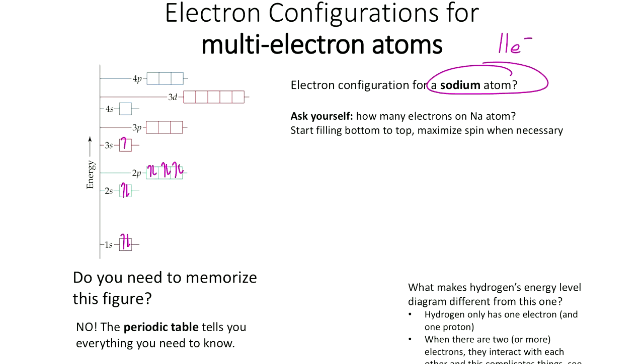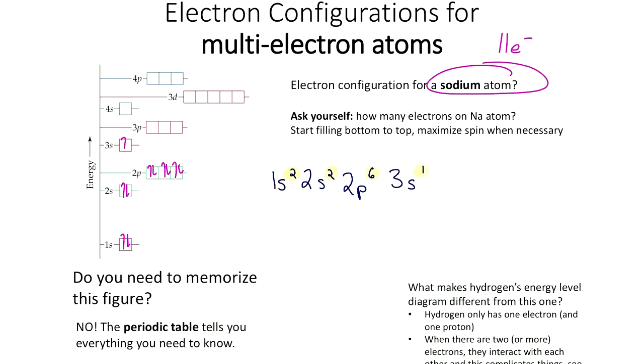So telling the reader exactly where those electrons are, it would be 1s2. There are 2 electrons in the 1s subshell. There are 2 electrons in the 2s subshell. How many electrons are in the 2p? 6. And then 3s has 1. There we go. And if you add up the superscripts here, you'll see they should add up to 11. Those are the 11 electrons.